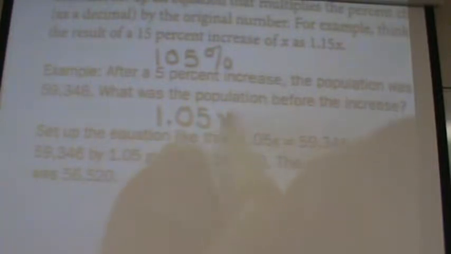population was. So after it was increased by 5%, what you're going to do is add that percent to 100%. So what's 100% plus 5%? 105%. You're going to turn this into a decimal, so move the decimal 2 places over. So 1.05 of the original amount is now 59,346. How would you do this? You're going to divide 59,346 by 1.05, and that will give you the original population.